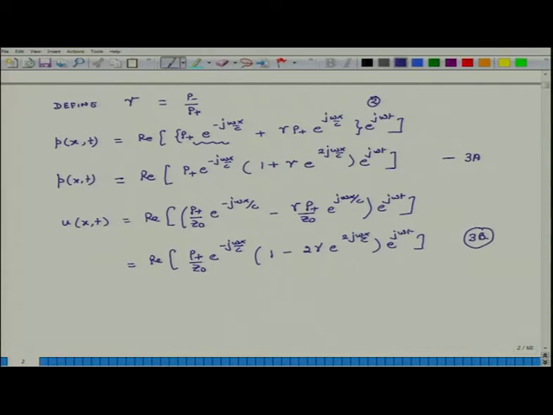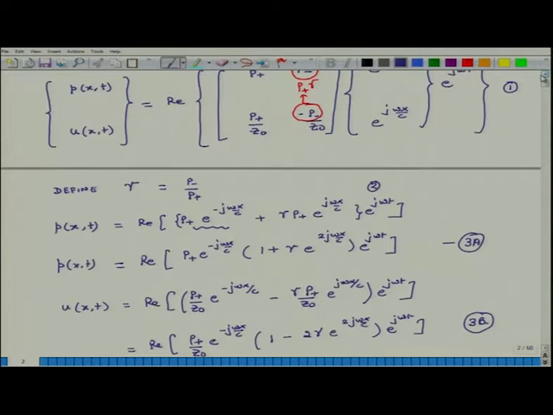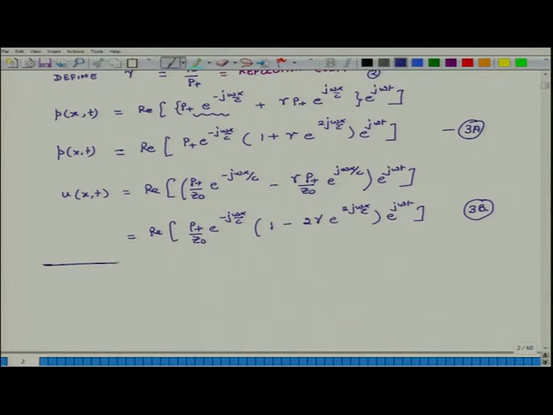Okay. So, I have expressed my relations for pressure and velocity in terms of p plus and gamma, and gamma we have defined that it is p minus over p plus, and we will give it a name. So, we will call it reflection coefficient. So, it is the ratio of p negative and p positive. So, once we have done this mathematics, then we use the boundary condition.